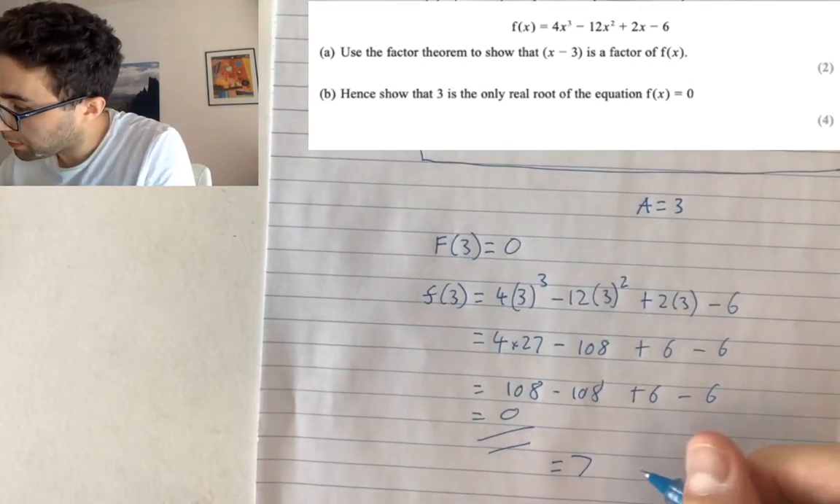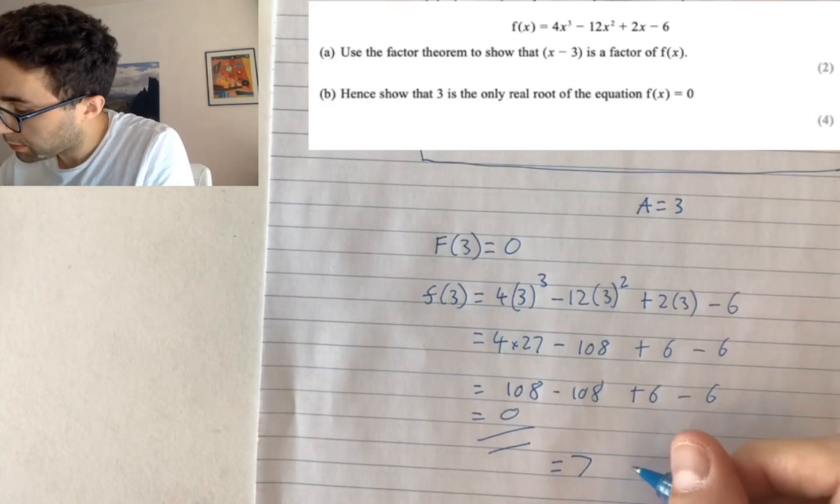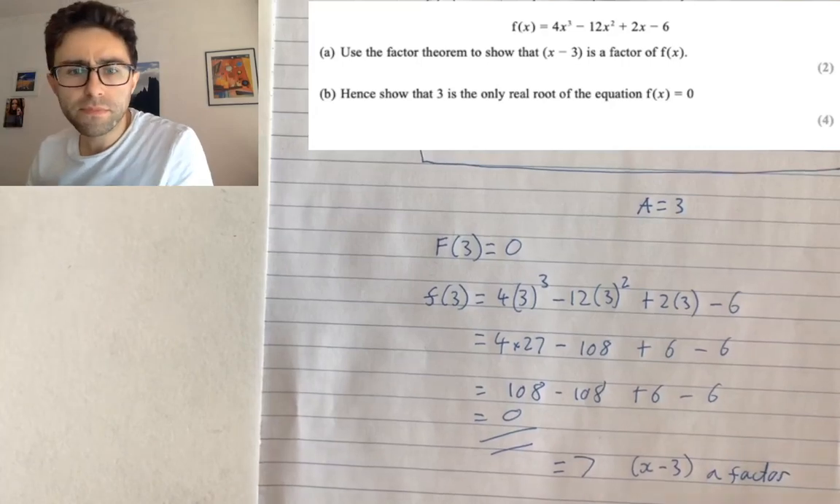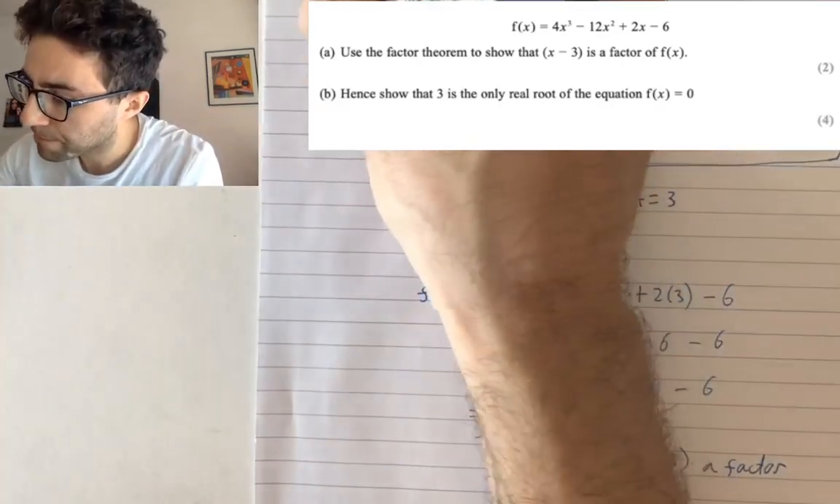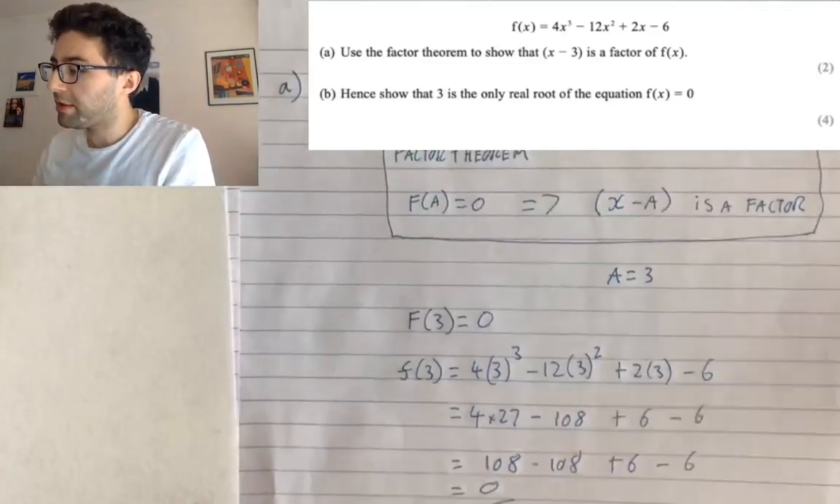Therefore, x minus 3 is a factor by factor theorem. That's part A. We'll do a recap afterwards. I'll do B and then I'll recap the whole thing.